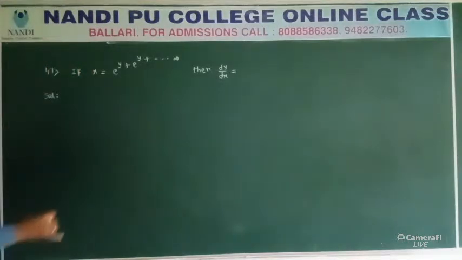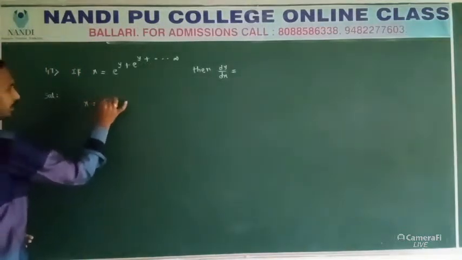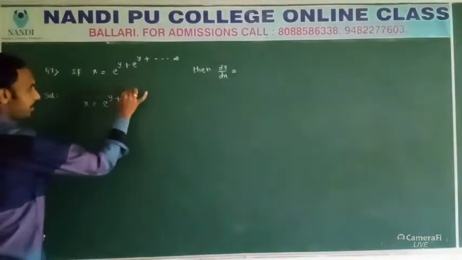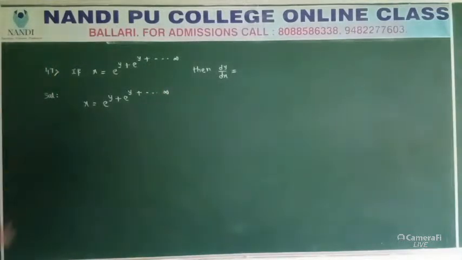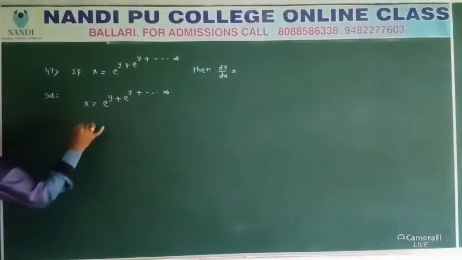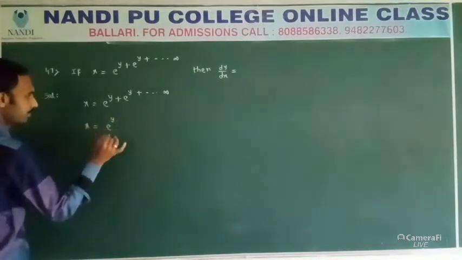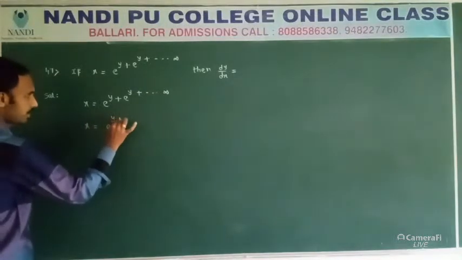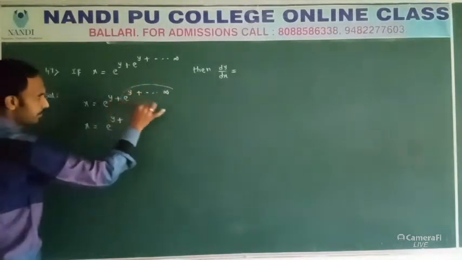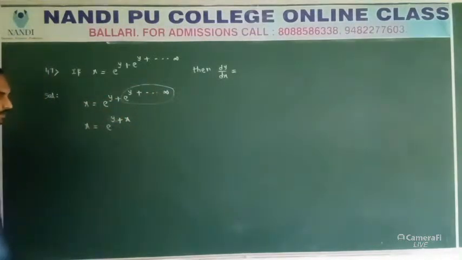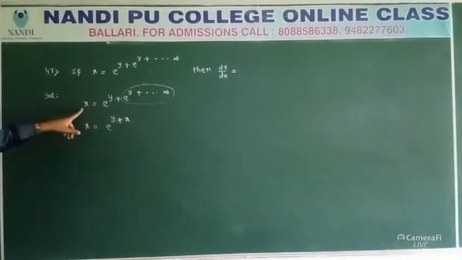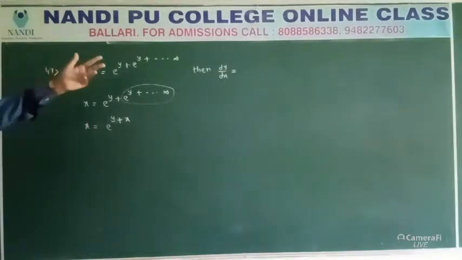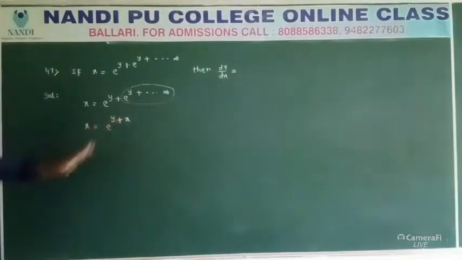Okay, write down the given condition. X is equal to e power y plus e power y plus and so on infinity. How to do? X is equal to e power y plus, this is all replaced by given function x. E power y plus e power y plus and so on is nothing but what? Given function only. What is x? E power y plus and so on. So this is all replaced by x.